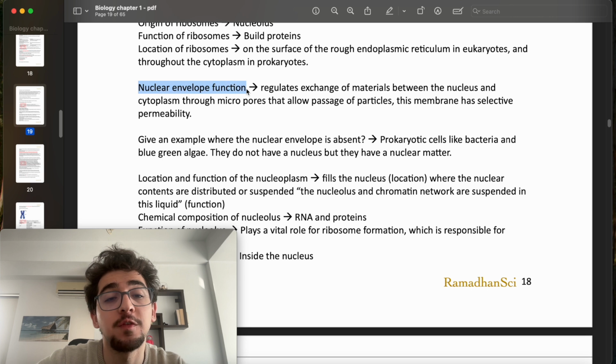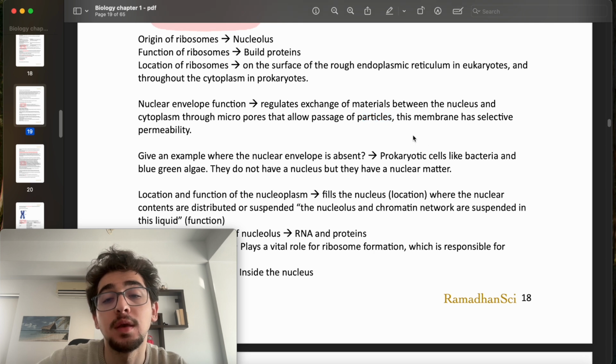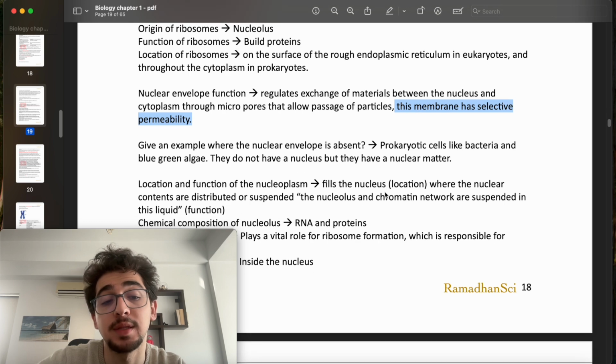Again, nuclear envelope function. It regulates the exchange of material between the nucleus and the cytoplasm through the pores or micropores that allow the passage of particles. And this membrane has selective permeability. We will discuss permeability in this video.